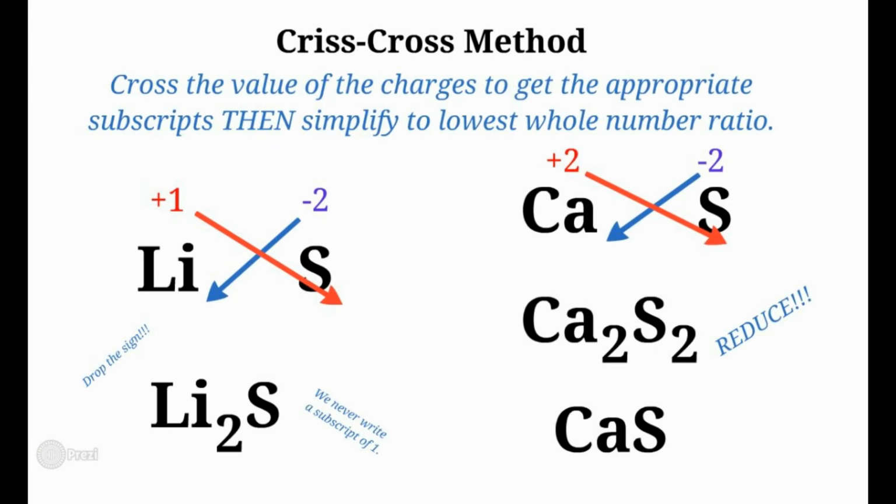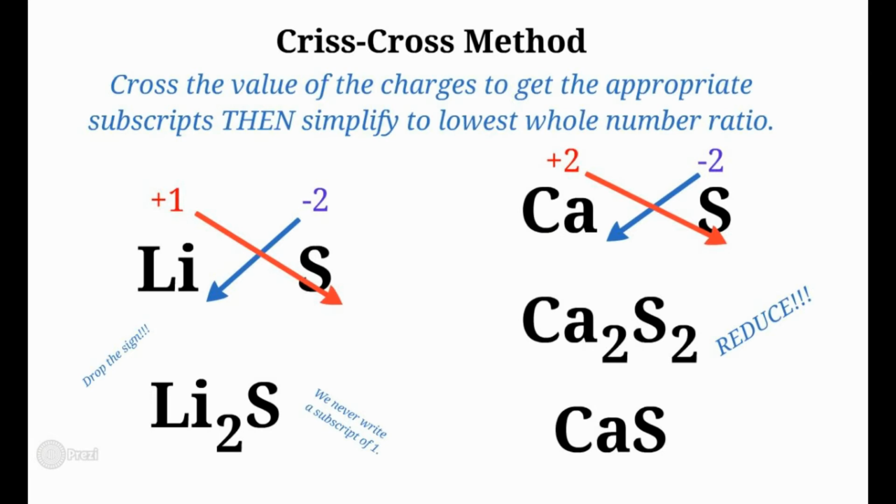Can I put them off to the side? No, put them above their heads. So after you do that, take off the +1, take off the -2, okay? And then you got 1 and 2, right? You just crisscross them. And then you're done. That's it. So list their charge above the head, drop the sign, crisscross, and you're done.